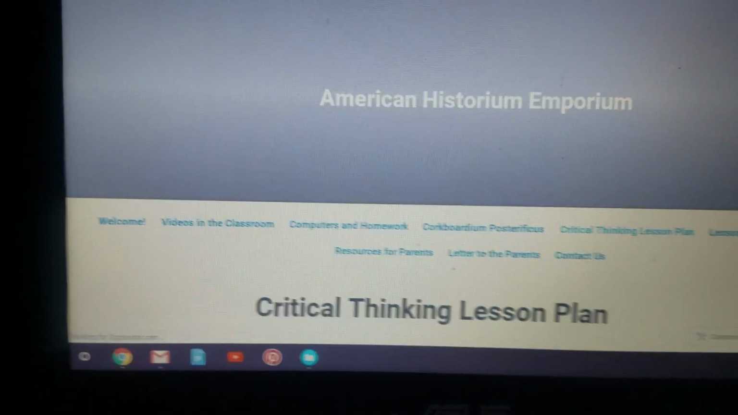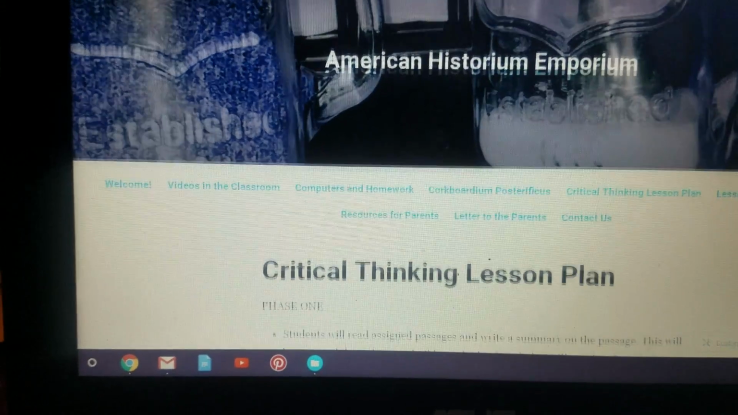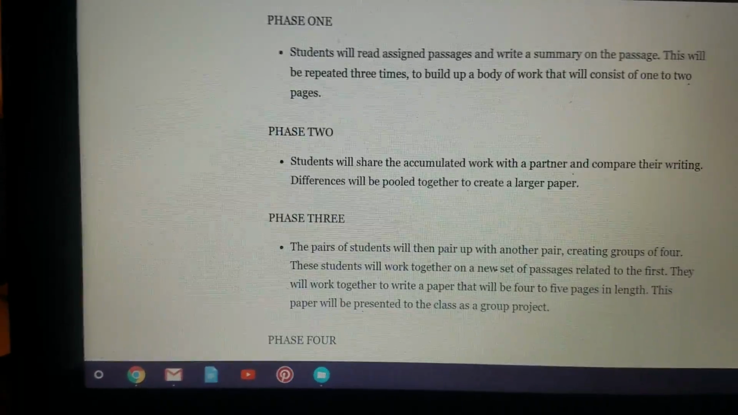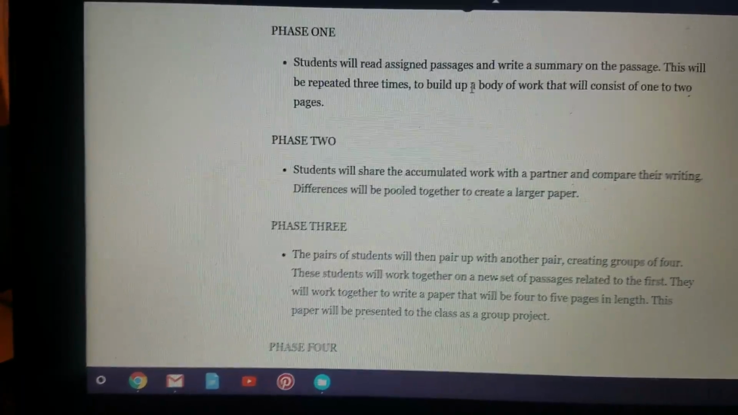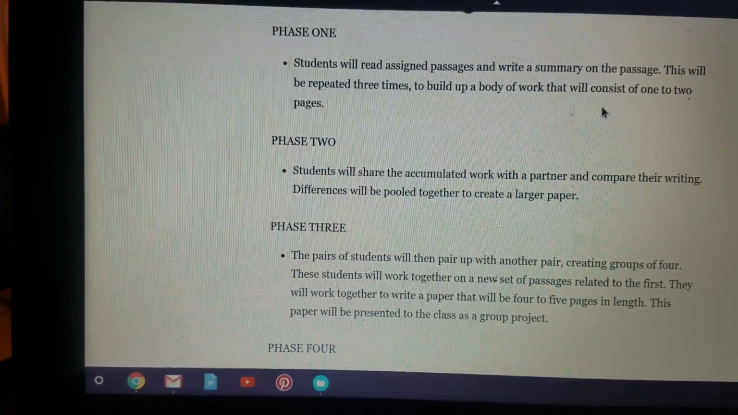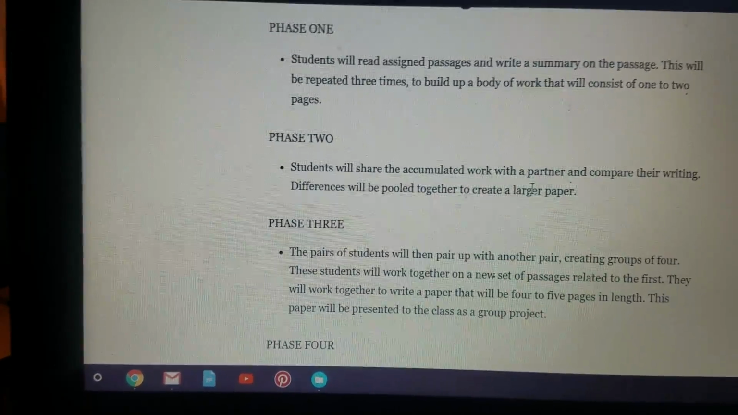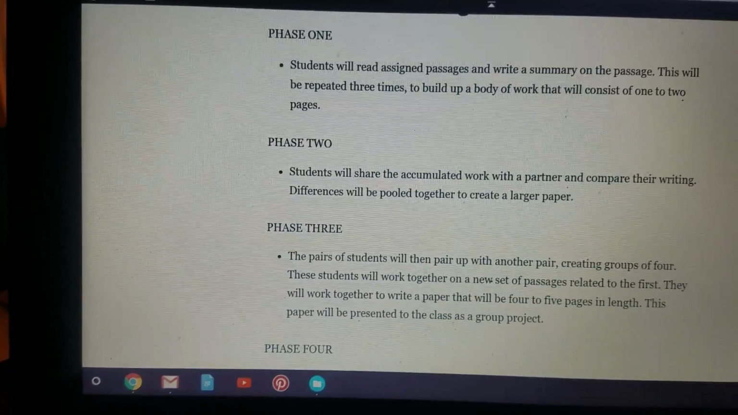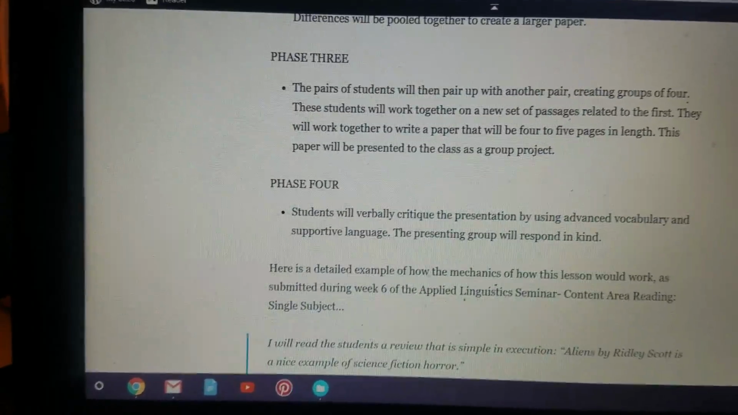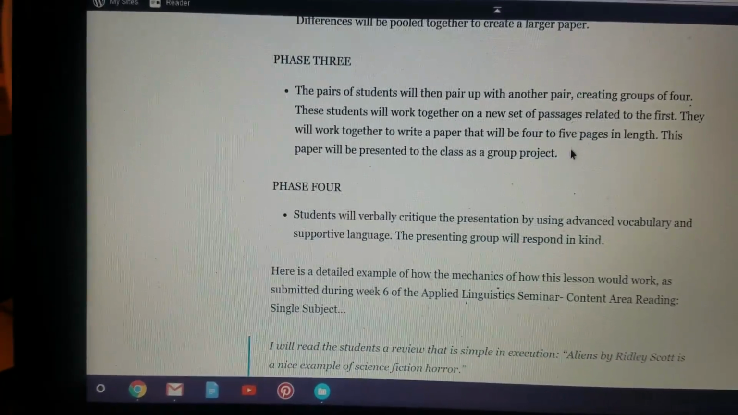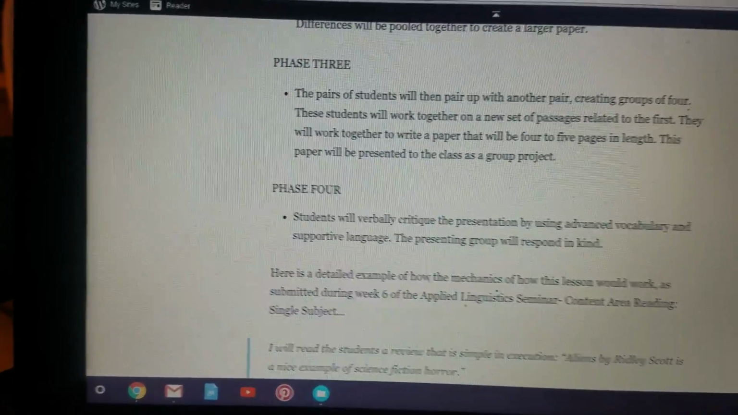This one is very flexible. It's meant to be able to be altered. So here we will start with students reading a short passage and writing summaries. And then they will pair up, compare what they've written, and make a larger paper out of the differences. Then they would go into groups of 4 and continue the process until they have 4 or 5 pages.